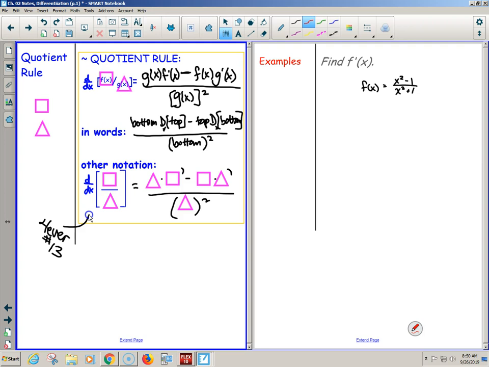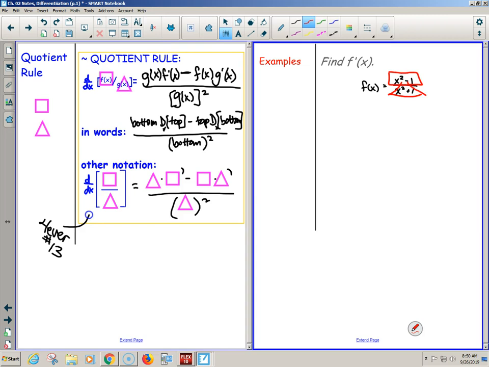Let's do a quotient rule one. So, what's the quotient rule tell me to do to take this derivative? Do I have a top? Yes. Do I have a bottom? Yes. Read me the words, because that's what I'm going to use mostly in class. Bottom. What am I supposed to do? Bottom, d top, minus top, d bottom, all over bottom squared.